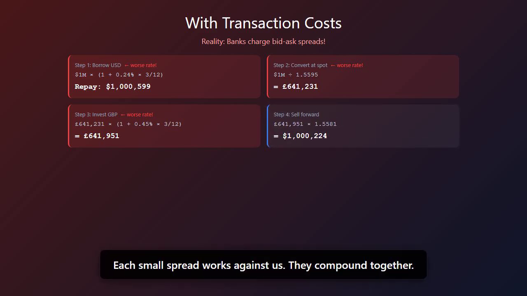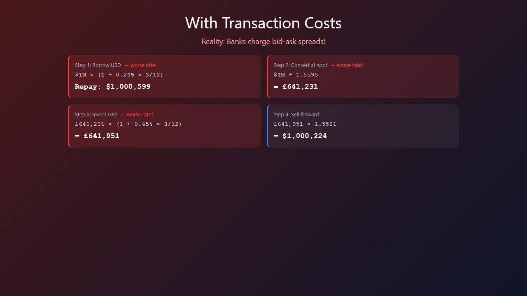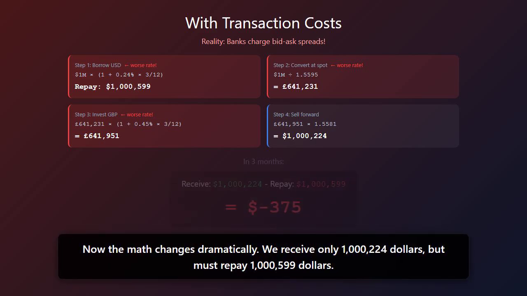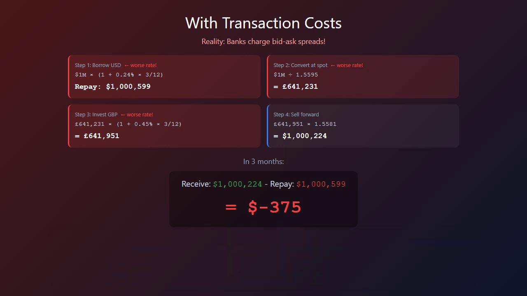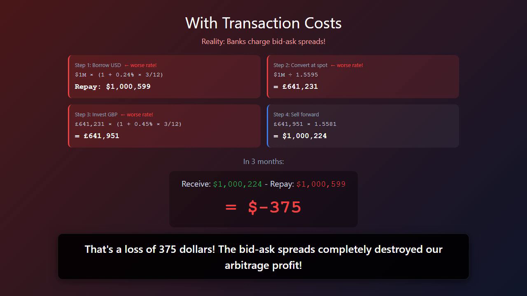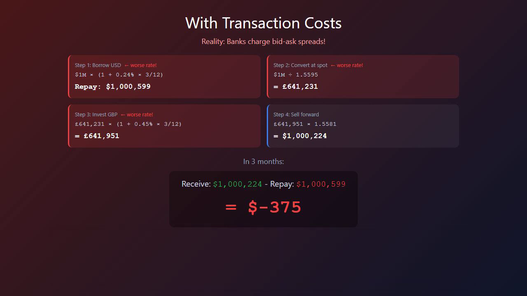Each small spread works against us. They compound together. Now the math changes dramatically. We receive only $1,224, but must repay $1,599. That's a loss of $375. The bid-ask spreads completely destroyed our arbitrage profit.